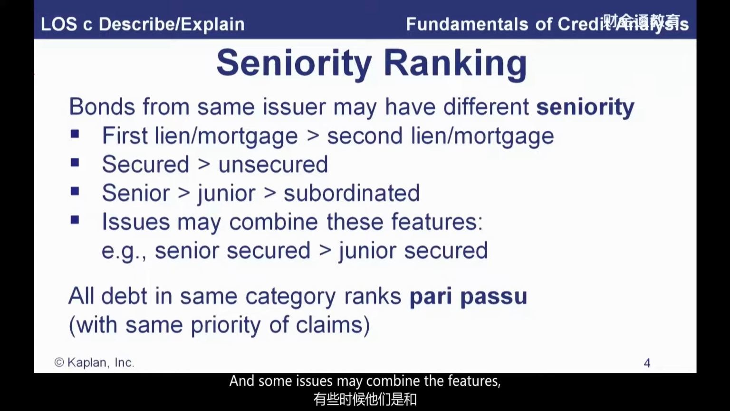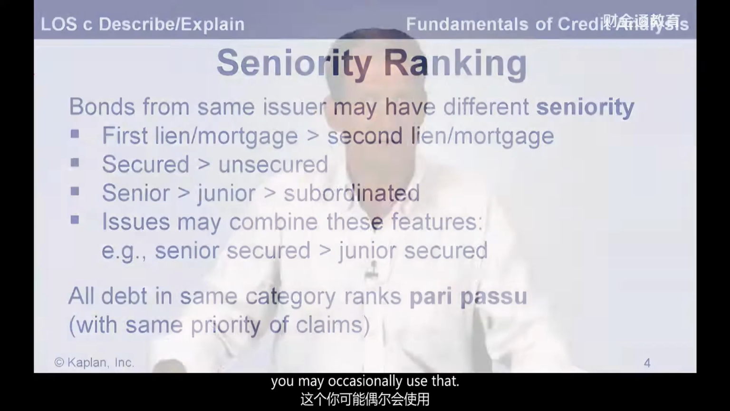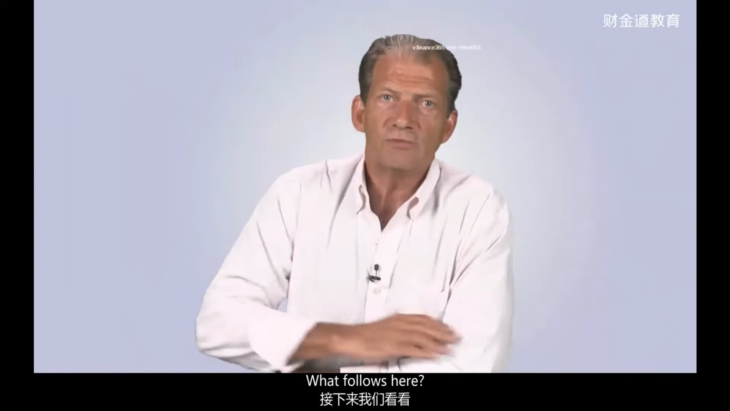And some issues may combine these features. We may say it's senior secured and junior secured. So in that case, they're both secured debt. They're both backed by some sort of assets or collateral. And yet the junior secured has lower priority and is less senior than the senior secured bonds. And we have a term for all debt that's in the same category. That is, if their seniority ranking, their priority, is the same, we say that they rank pari passu, that they have the same priority of claims. We may have occasion to use that phrase in what follows here.